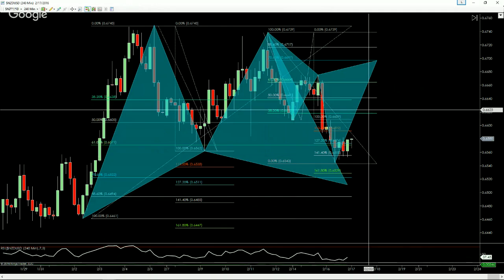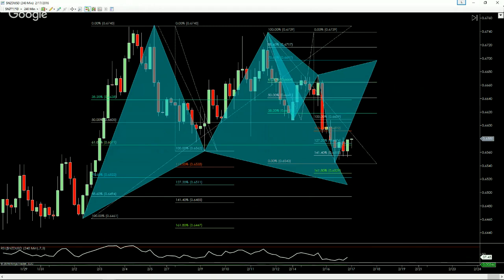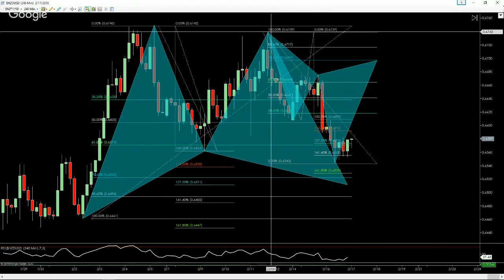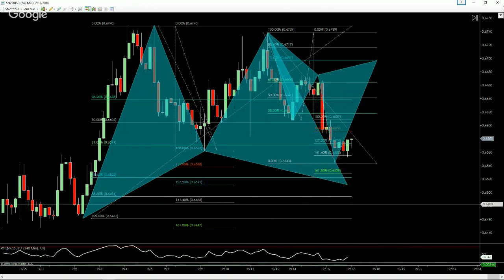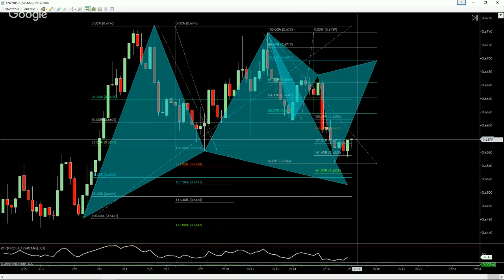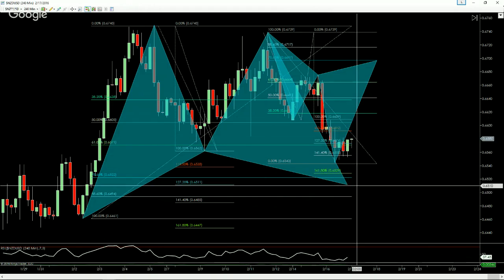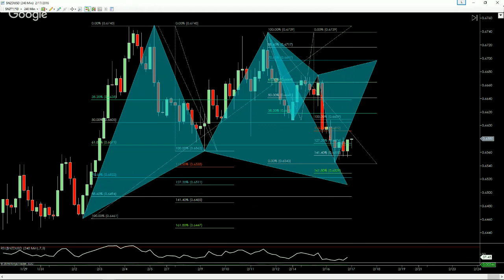kind of determine if you still have both patterns valid. For example, if this cipher does complete first, hits, and not violate this high right here, and it hits both target 1s and 2 and came down to complete the Gartley pattern, this would still be valid. However, if the Gartley pattern did complete first to hit 127 completion, then our cipher pattern would be invalidated.